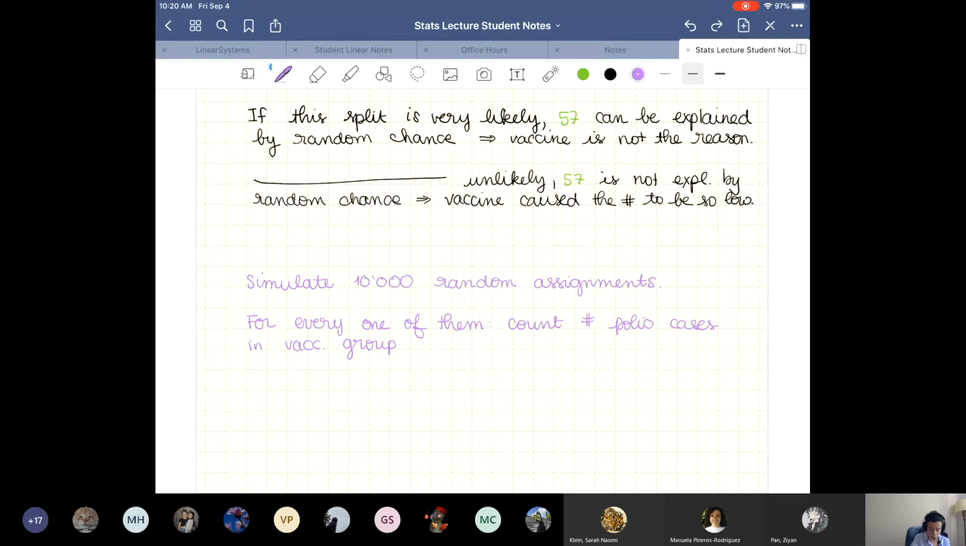I don't know why I wrote a question there. In the vaccinated group, if 57 happens often, then we're in case number 1 over here. But if 57 doesn't happen often, or happens very rarely, then we're in case number 2. At this point, could I please see a show of hands for everybody that gets that?